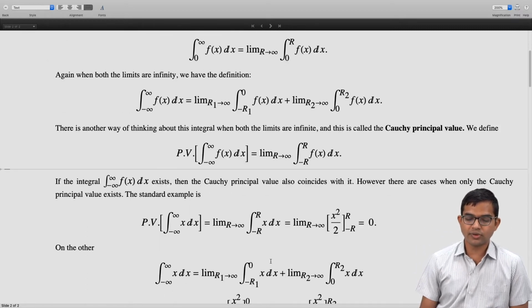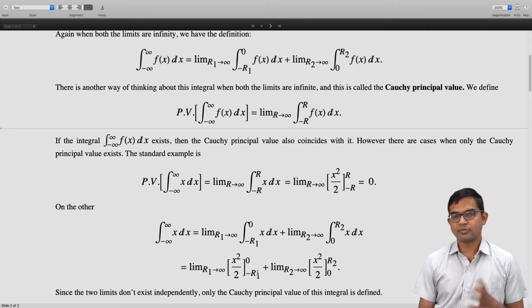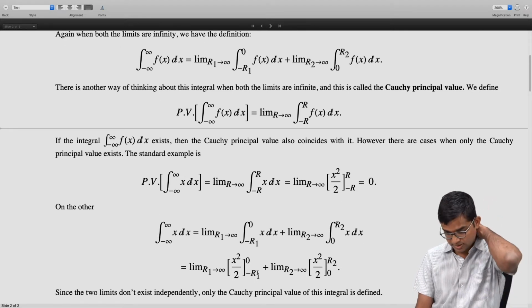But on the other hand, if you were to evaluate the limit from minus infinity to plus infinity as minus r1 to 0 and 0 to r2 separately, and take these limits r1 and r2 to go to infinity, then you get a different answer. You see, limit x squared by 2 from 0 to minus r1, and limit x squared by 2 from 0 to r2, right? So you have a scenario which is like minus infinity and plus infinity, right?